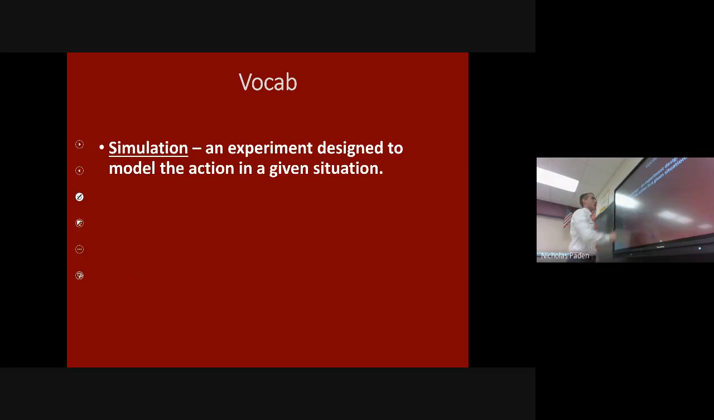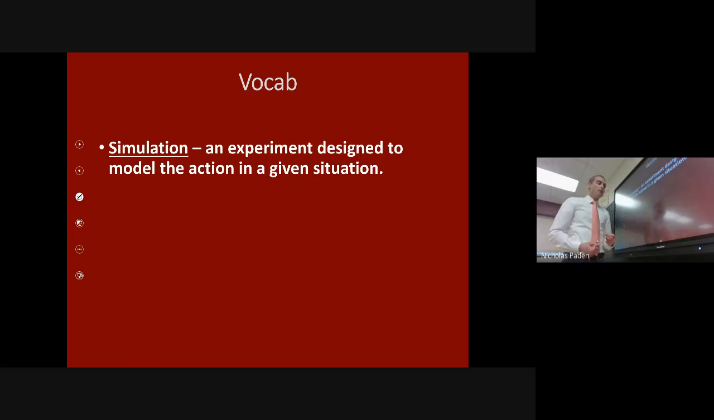A simulation is whenever you can't do the real thing, and so you're going to simulate it by doing something else. And so a simulation is used in probability whenever it just doesn't make sense or it's not feasible to actually do the experiment. Instead, we're going to simulate it by modeling the action in this given situation. And so that's what a simulation is. We're modeling it. So we are still being able to find the probability and using the correct probabilities, but we're just not actually doing the real experiment.